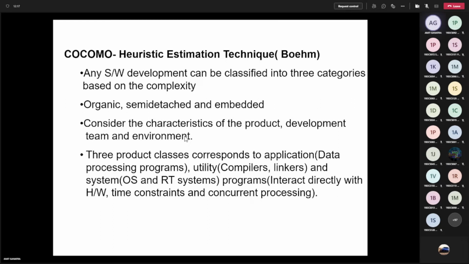Any software development can be classified into three categories based on complexity, right? So Boehm has classified the total number of software available in this world into three categories: organic, semi-detached, and embedded. And consider the characteristics of the product, like the development team, whether we have experienced staff, inexperienced staff, or a mixed kind. And the development environment, where we have a conducive, politics-free environment where everybody is productive and can produce work on time.